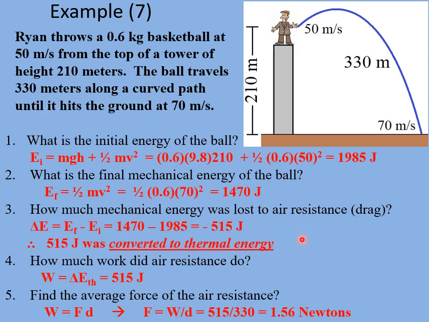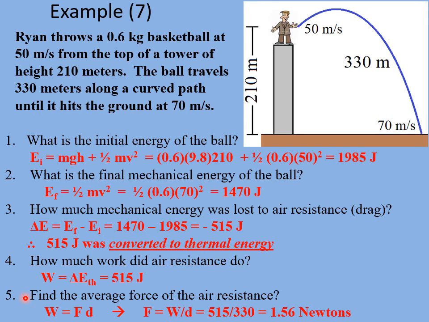All right, that's how many joules we lost of mechanical energy, and that's how many joules were created into thermal energy. All right, so question number 4, how much work did air resistance do? Well, remember, this is the work energy theorem. So the work that air resistance did is equal to the change in thermal energy of this system. And that's equal to the 515 joules, which we solved in question number 3.